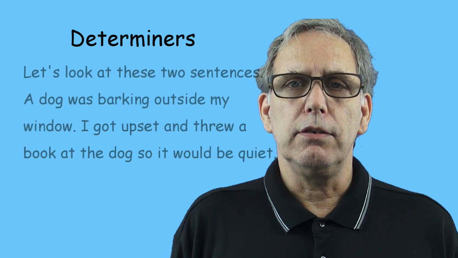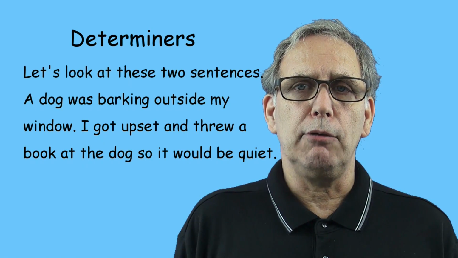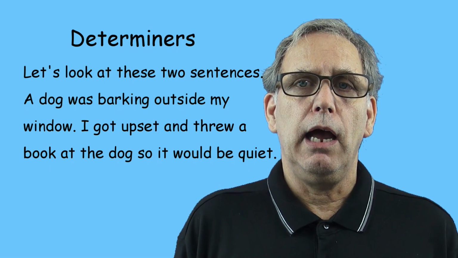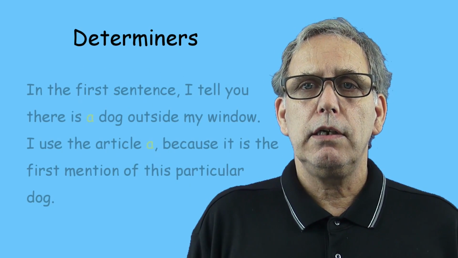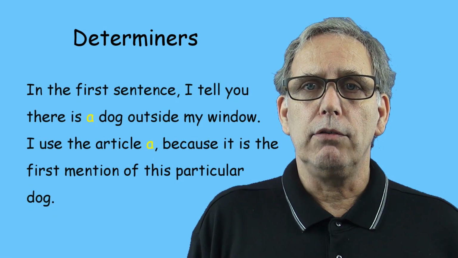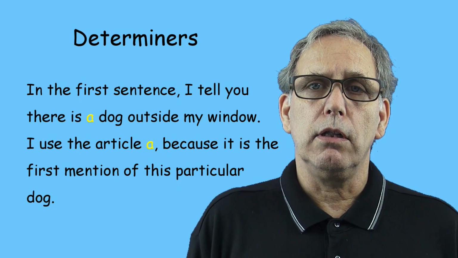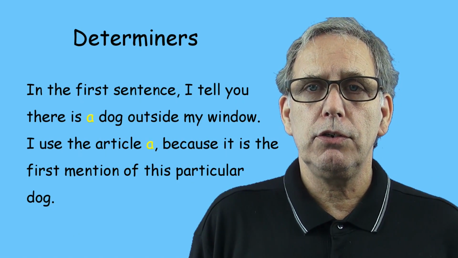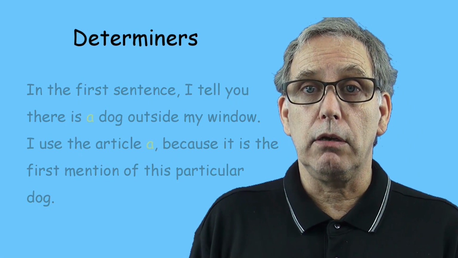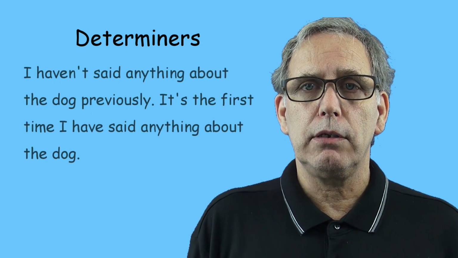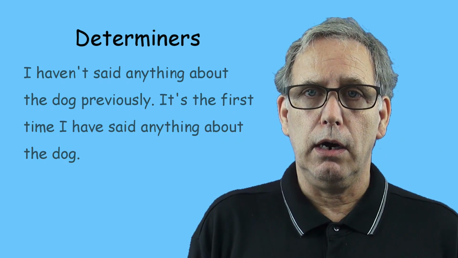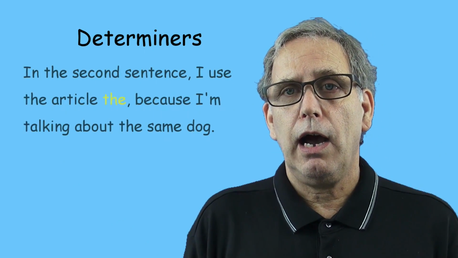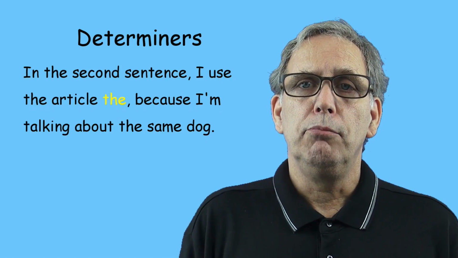Let's look at these two sentences. A dog was barking outside my window. I got upset and threw a book at the dog so it would be quiet. In the first sentence, I tell you there's a dog outside my window. I use the article a because it's the first mention of this particular dog. I haven't said anything about the dog previously. It's the first time I've said anything about the dog. In the second sentence, I use the article the because I'm talking about the same dog.